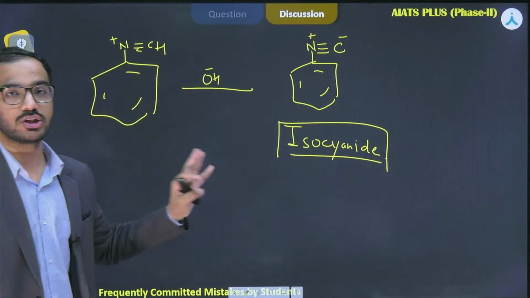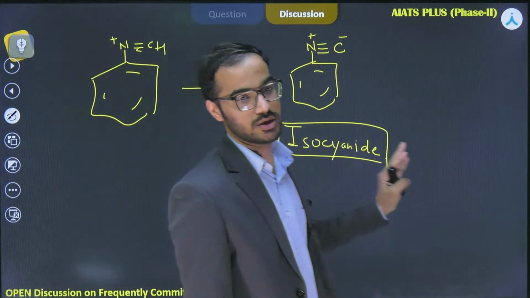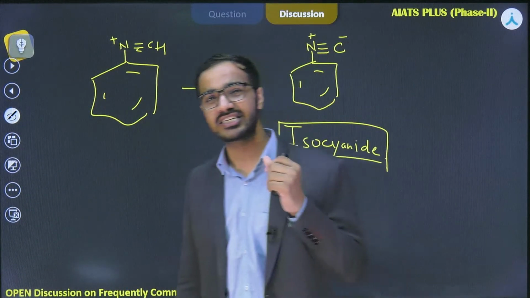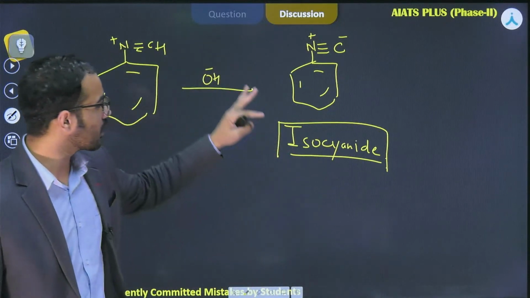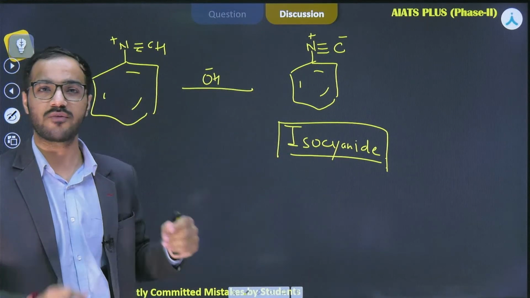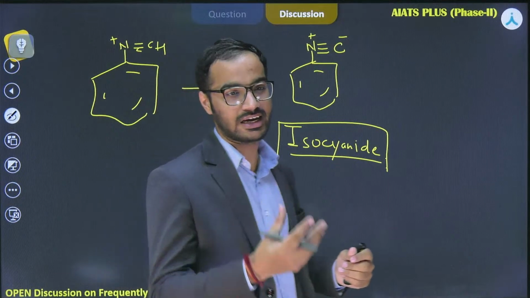So the product formed in the carbylamine reaction is isocyanide, and it has a very distinct smell. The smell of isocyanide is very foul. You can identify it. Okay.